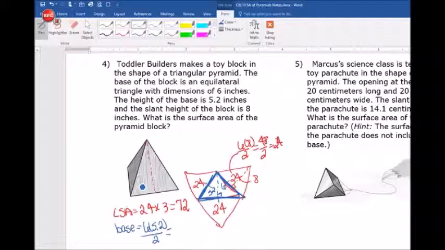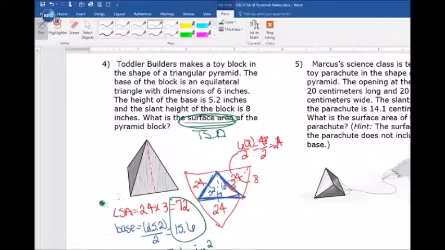My base, change colors here, looks like it's a 6 times 5.2 divided by 2, which is 15.6. And then it does ask for surface area. That does mean total surface area. So I'm going to add these up. My total surface area equals 87.6 inches squared.